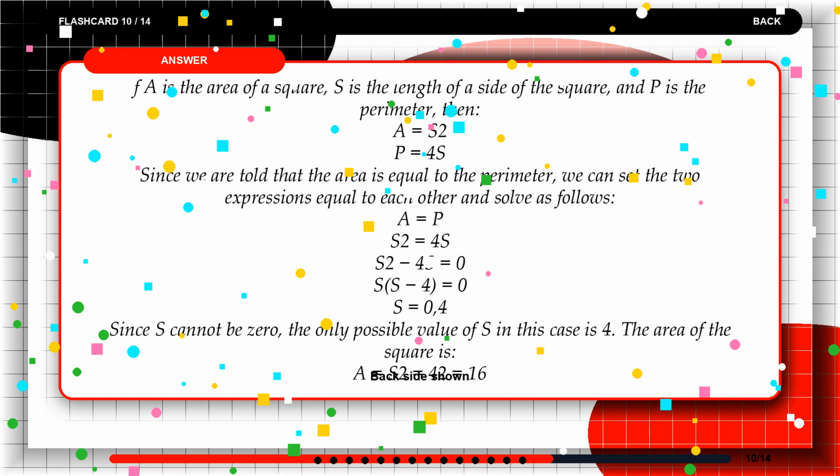A equals P, S² equals 4S, S² minus 4S equals 0, S(S minus 4) equals 0, S equals 0 or 4. Since S cannot be 0, the only possible value of S in this case is 4. The area of the square is A equals S² equals 4² equals 16.